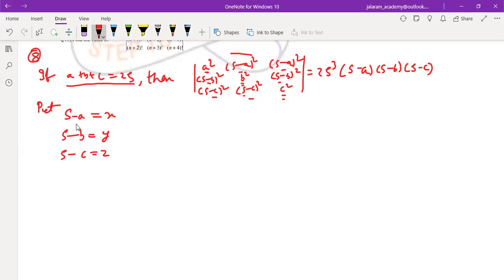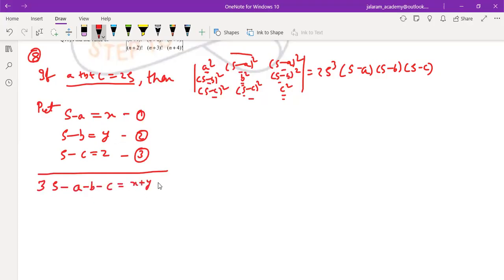So first of all, we have taken s minus a equals x, s minus b equals y, and s minus c equals z. Add all 3 equations. So s plus s plus s, it will be 3s minus a minus b minus c equals x plus y plus z. It implies 3s minus (a plus b plus c) equals x plus y plus z. Now we have to use the value of a plus b plus c. That's why we have added all the 3 equations to get a plus b plus c.